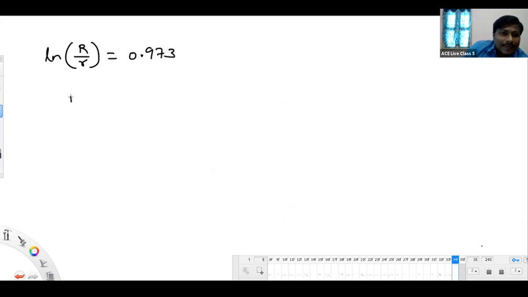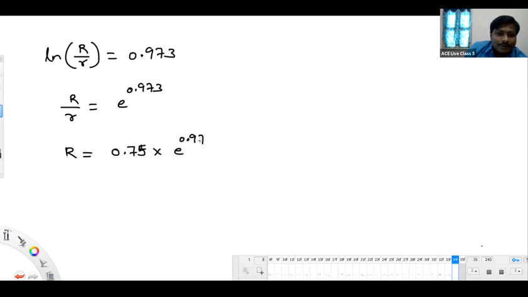So the value of capital R by small r will be e power 0.973, and capital R will be equal to small r 0.75 multiplied with e power 0.973. Tell me that capital R number, how many centimeters? 1.98 centimeters is the capital R value.